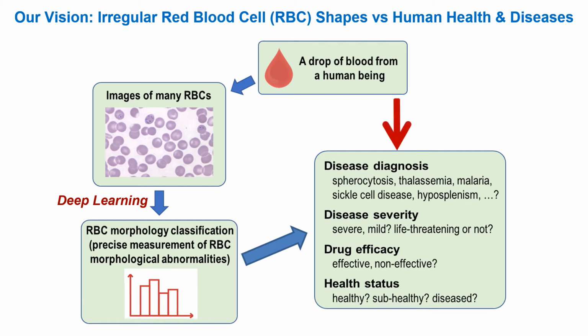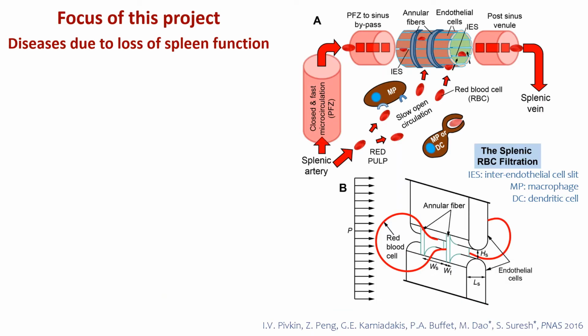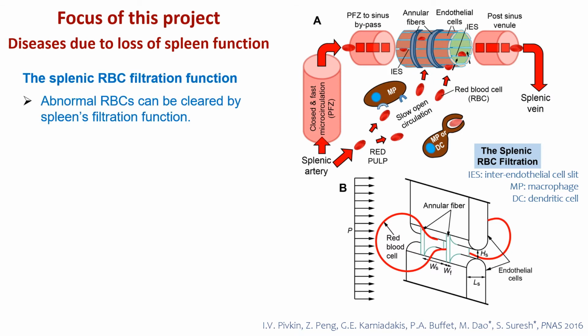A robust deep learning image classification method gives us a chance to efficiently and accurately measure irregular RBC shapes within a drop of blood and link to human health and diseases. The focus of this JClinic project is on diseases due to loss of spleen function.